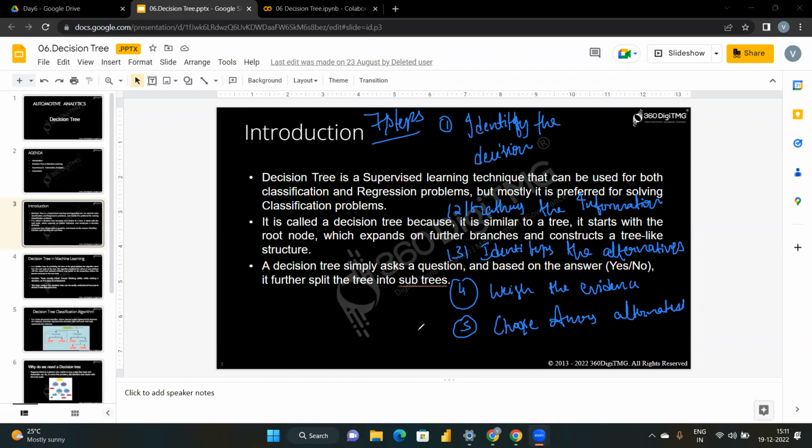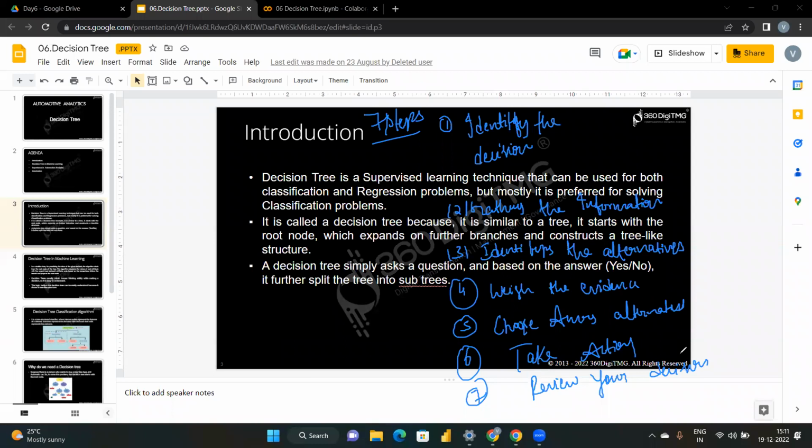We have the 7 steps, as I said. And the fifth step we have seen is choose among alternatives. And the sixth step we'll be seeing is taking action. And the next thing we'll be having is review your decision. So these are the 7 steps of decision making.